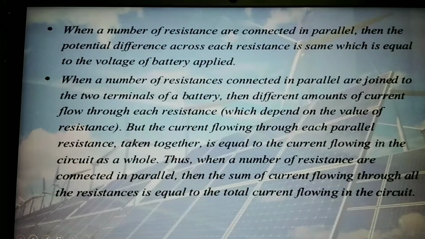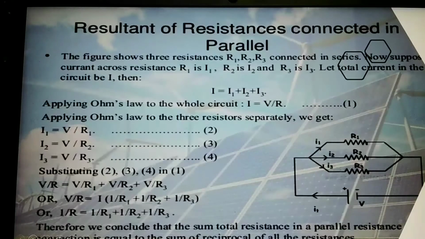But current flowing through each parallel resistance taken together is equal to the current flowing in the circuit as a whole. Thus, when a number of resistances are connected in parallel, then the sum of current flowing through all the resistances is equal to the total current flowing in the circuit.